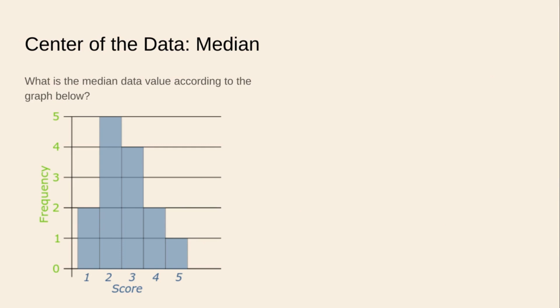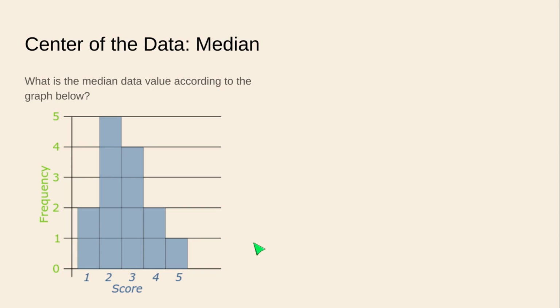What is the median data value according to the graph below? On the x-axis, we have some kind of score, so the score is what we're analyzing, and then we have frequencies of how many people got each of those scores. So take a moment, see if you can find the median. Pause the video, unpause when you think you have an answer. Okay, I'll assume we're ready to go. Let's see what the answer is.